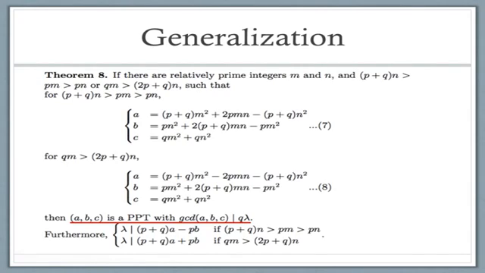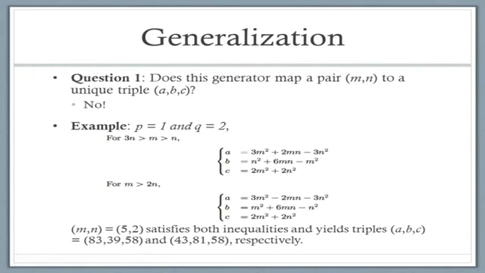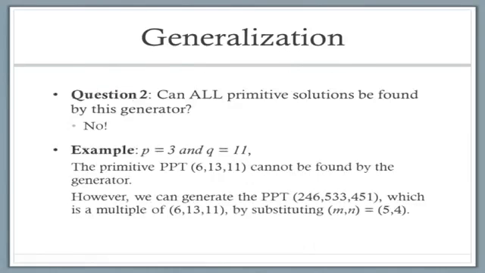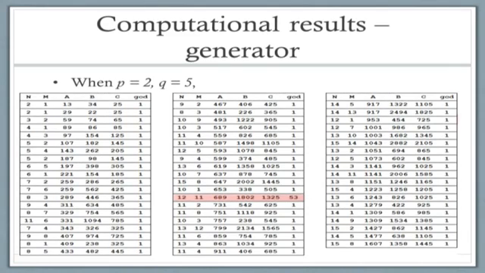But this generator can only generate PPT with GCD dividing Q lambda, not equal to 1 only. And also, we can show by this counterexample that this generator cannot map a pair of m and n to a unique triple A, B, and C. Moreover, this generator cannot generate all primitive solutions. Here are some examples we generated from the computer.